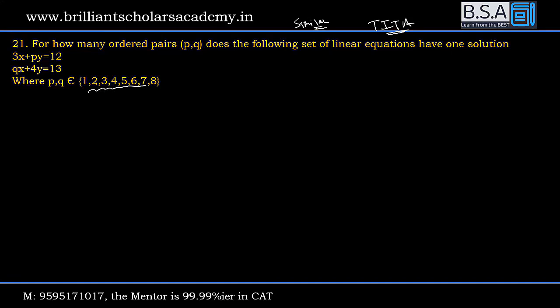For how many ordered pairs PQ does the following set of linear equations have one solution? When do we have one solution? When this coefficient ratio and this coefficient ratio are not equal. So P into Q is not equal to 12. So if you don't want to think reverse, you can actually assume values and check.